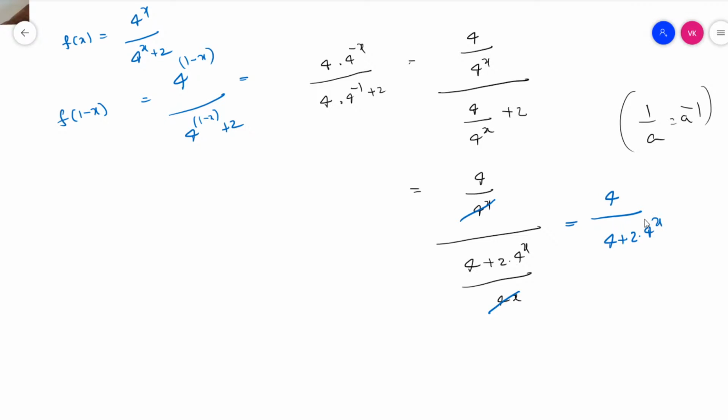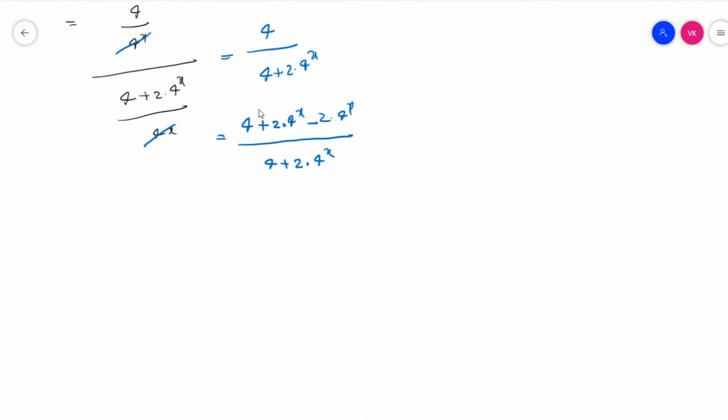Here we got it. Okay, now we have to write it like this: 4 plus 2 into 4 power of x minus 2 into 4 power of x. By adding and subtracting, the value should not be changed. Yes, in this way we write 2 times here, just to consider. So we write here by adding and subtracting, so the value never changes.